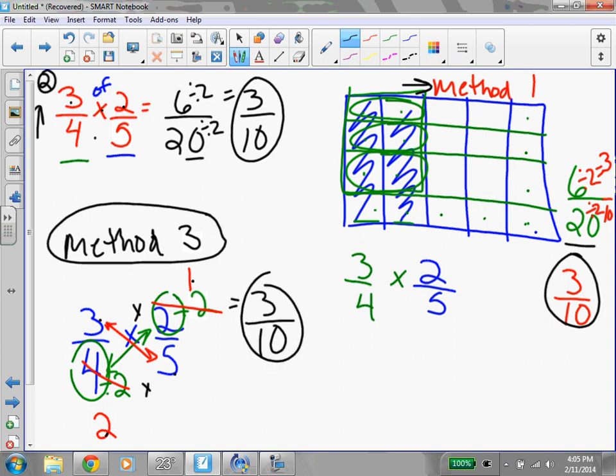So I simplified it here, which helped me out in the end, and either way you look at it, method 1, 2, or 3, I am only sharing 3/10 of those brownies with you. Sorry.